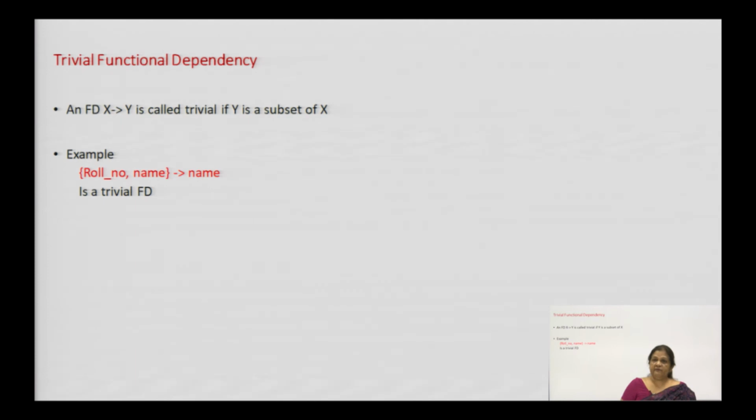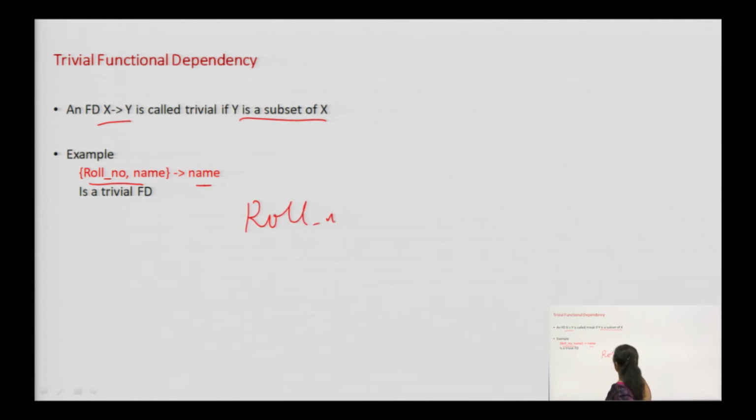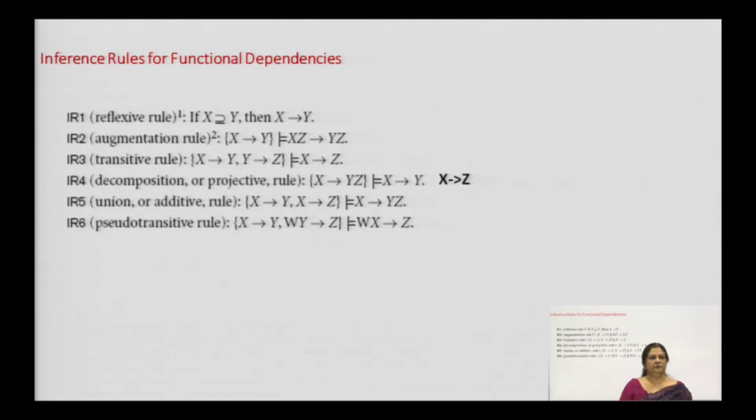Another term, a trivial functional dependency. A trivial functional dependency means if X to Y is a functional dependency, then it is said to be trivial if Y is a subset of X. In this case, roll number, name, this is X, this is Y. So name is a subset of the left hand side, hence it is a trivial functional dependency. Another example of a trivial functional dependency is this, and we will use trivial functional dependencies quite often.